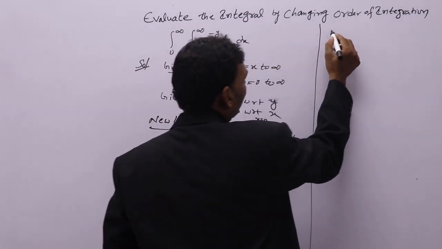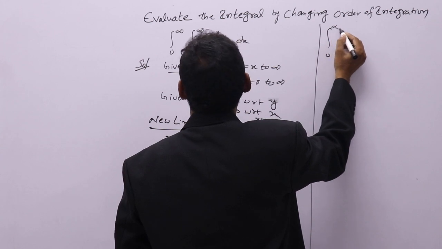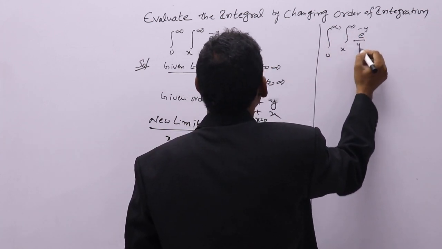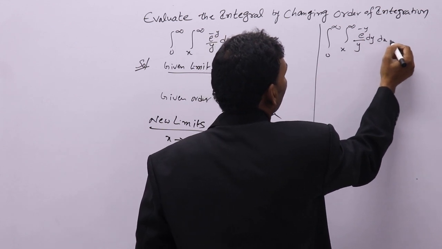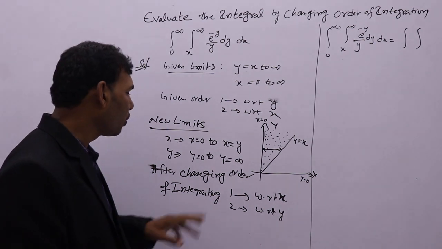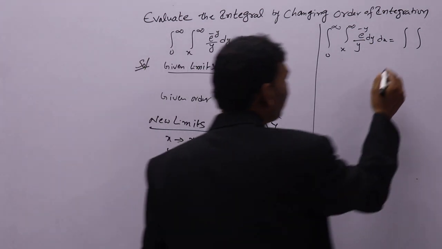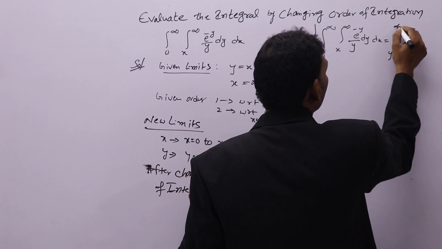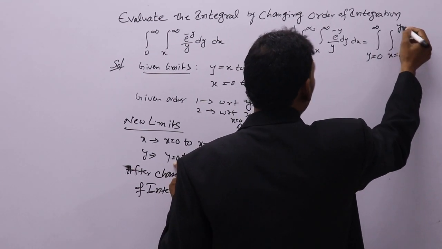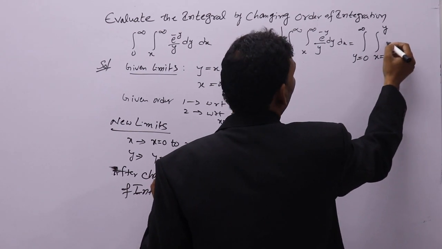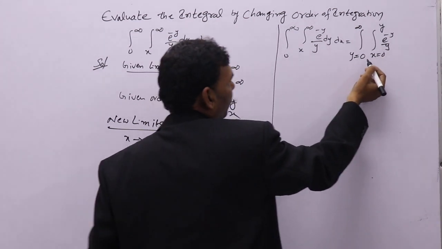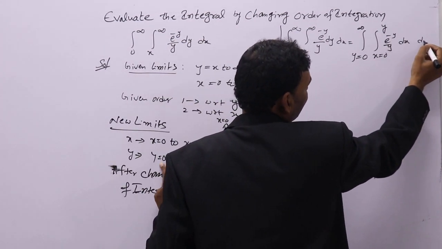What is given? Integral 0 to infinity, integral x to infinity, e power minus y by y dy dx. After changing limits of integration, new limits, constant limits, y has constant limits, y equal to 0 to infinity, x equal to 0 to y, e power minus y by y, first with respect to x, right, dx dy.